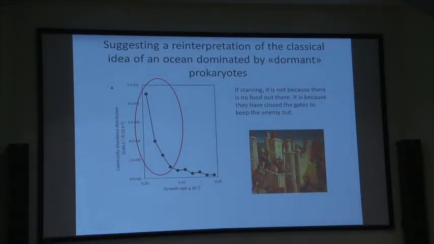Which actually is interesting in marine microbiology, because when you observe the system, you have a few active strains and a lot of low active strains. So there is a long debate in marine microbiology about dormancy in this system. This actually suggests a reinterpretation of dormancy, where the organisms are dormant not because they are starving, not because there are no nutrients there, but perhaps because they have closed the gates to keep the enemy out. A little like an old medieval siege town.